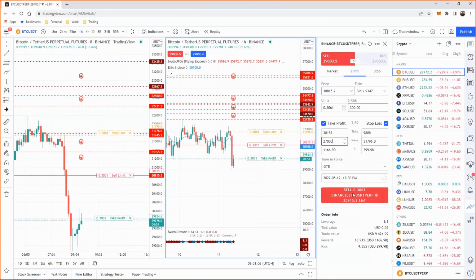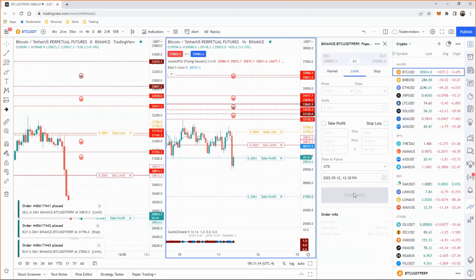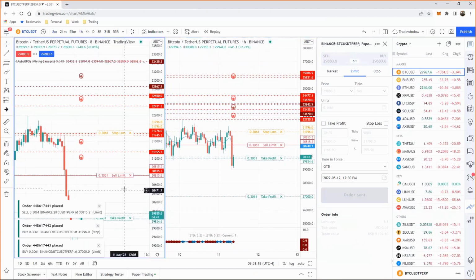And this one is going to still be the same thing. Good until today. If it does trigger, we'll have to modify it so it doesn't expire. But in the meantime, just so we know what we're doing, that's what it's going to look like. All right, so we have our trade set up.